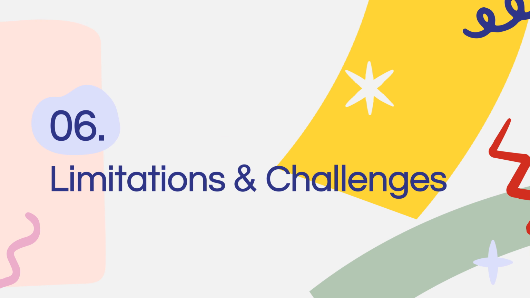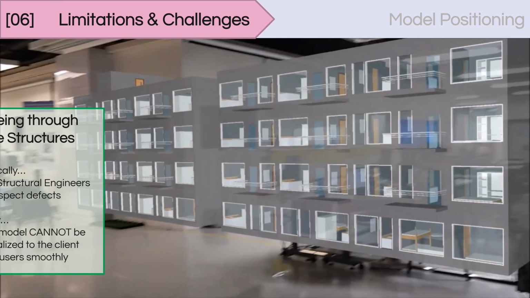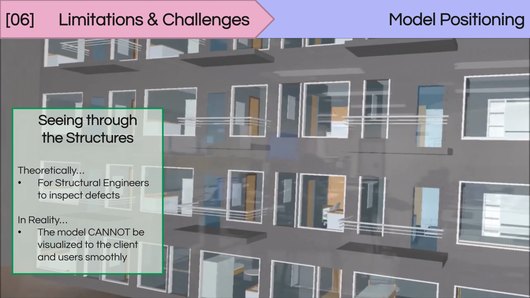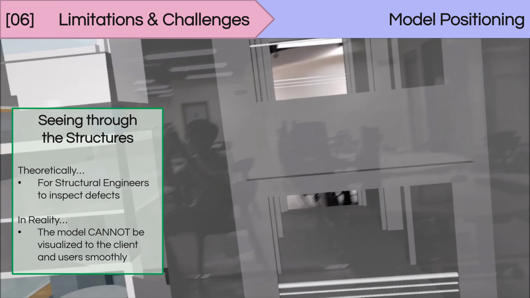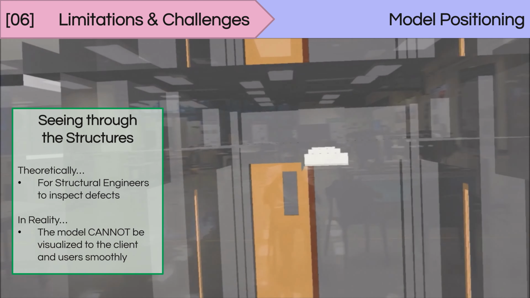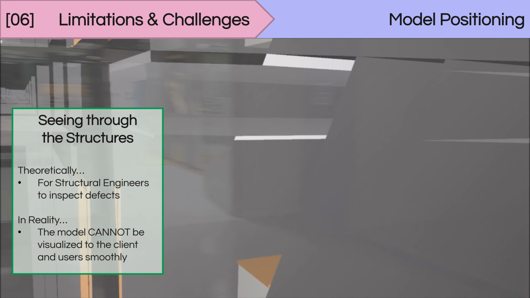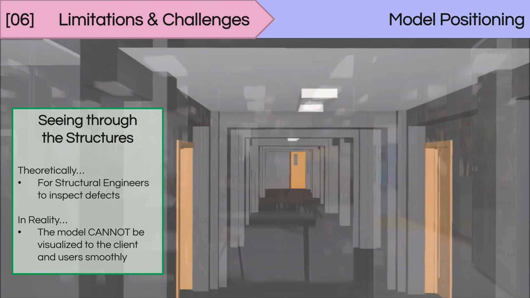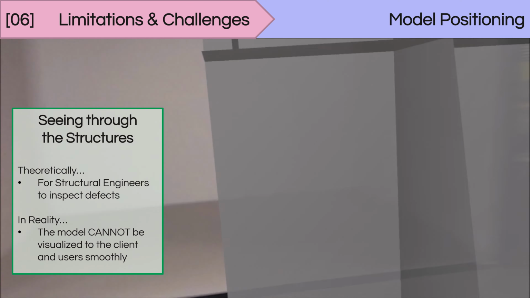Before these successful attempts, we have actually spent sweat and tears during the countless failed attempts. The first challenge we encountered is that we constantly see through the structures like false ceilings, which was actually useful for engineers to inspect the plumbing drainage systems and defects, but very undesirable for clients or users like us.